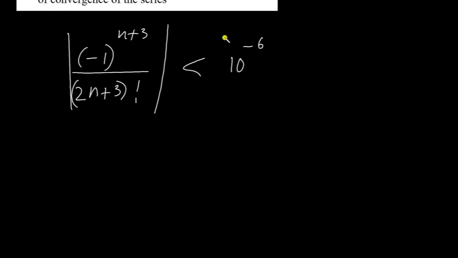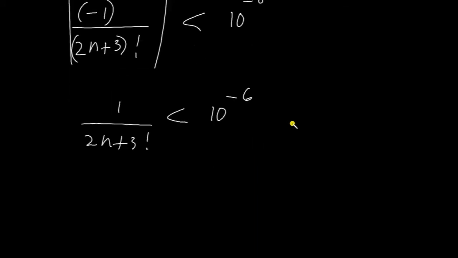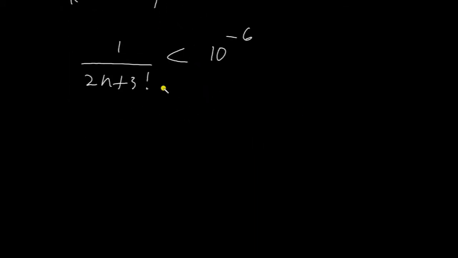So if we simplify this a bit by getting rid of the negative 1 because there is an absolute value, we'll have 1 over 2n plus 3 factorial is less than 10 to the negative 6. So now if I cross multiply, you will get that 2n plus 3 factorial, I should put parentheses there as well, is greater than 10 to the 6th. So 10 to the 6th, by the way, is a million. So I can just write a million there.